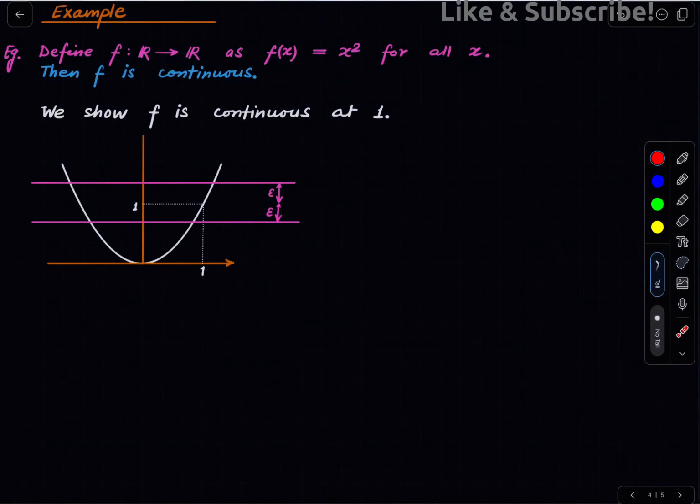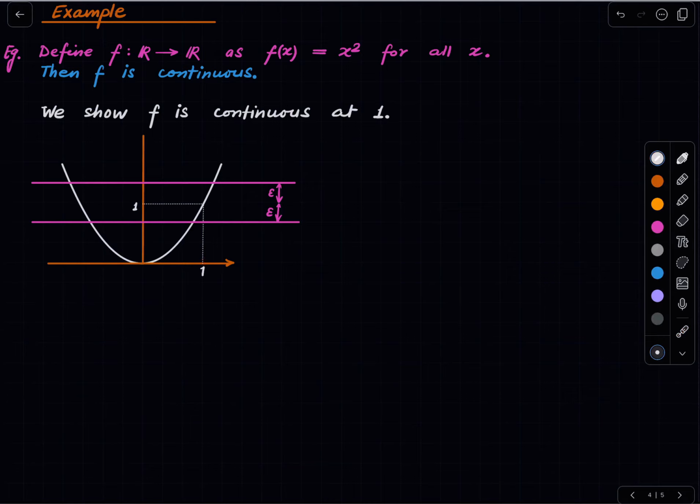Okay, so we want to show the following. We have this function f which takes x to the square of x for all x, and we want to show that f is continuous. So let's just show that f is continuous at 1, and a similar proof will go for other points. So we have this point 1 whose image is also 1 because the square of 1 is 1. And we want to show that f is continuous here.